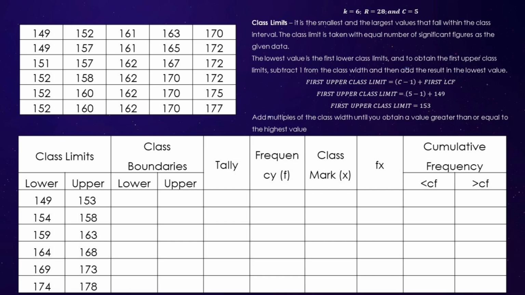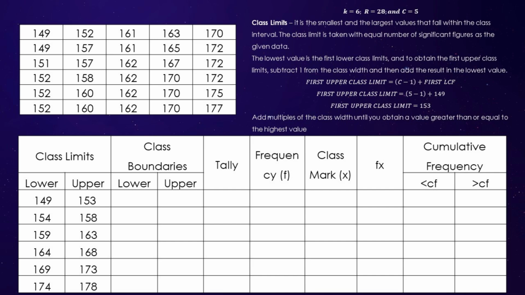For lower class limits, 149 plus 5 is equal to 154. 154 plus 5 is equal to 159. 159 plus 5 is equal to 164. 164 plus 5 is equal to 169. 169 plus 5 is equal to 174.